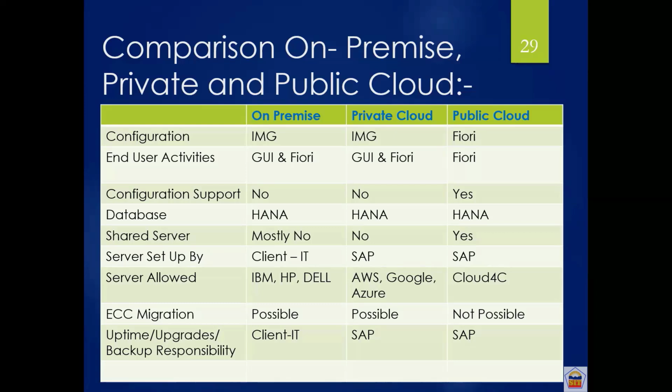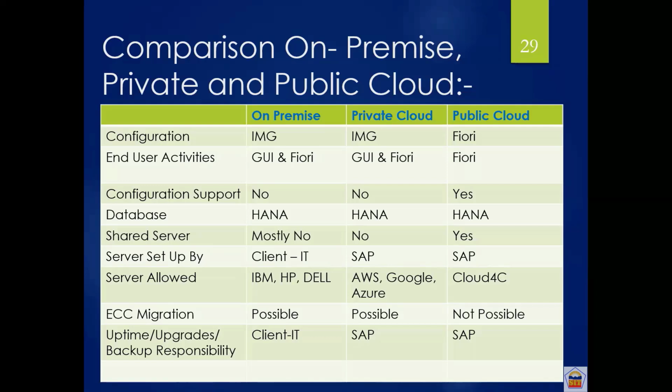Then the server we will be buying in the case of on-premise is from IBM, HP, Dell. And after buying that server, we can install that CD and we can start working on SAP. Whereas under the cloud edition, particularly private cloud, we'll be buying the hosting rights or access, and for that we'll go for AWS, Google, Azure. Whereas in the public cloud, we'll be using this Cloud 4C.